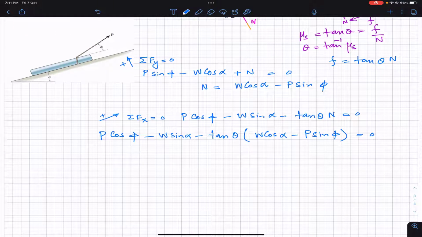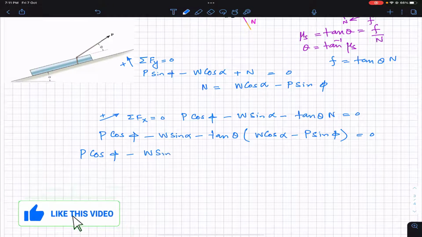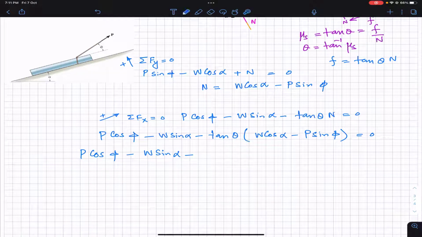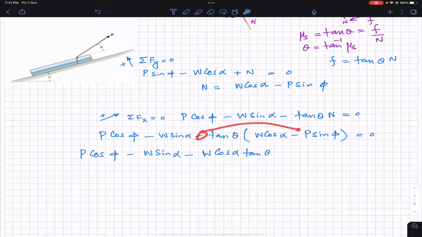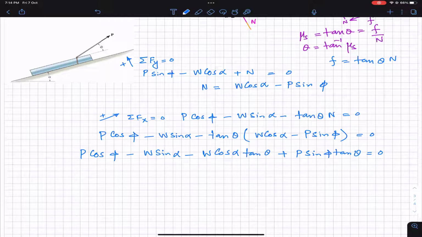So now this will be P cos of phi minus W sine of alpha, and if I multiply this inside, this will be minus W cos of alpha tan theta, and minus into minus will become plus P sine of phi tan theta. This is equal to 0. Now we will keep the terms having P on the left hand side and the other terms on the right hand side.